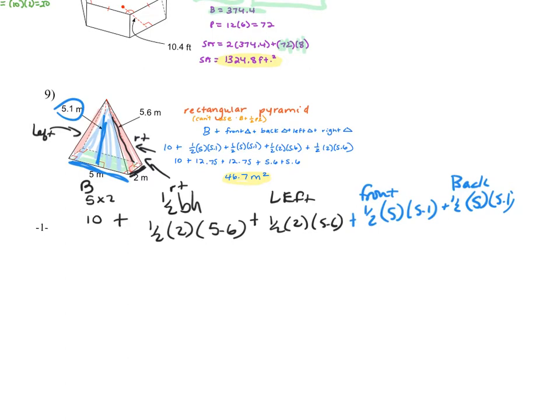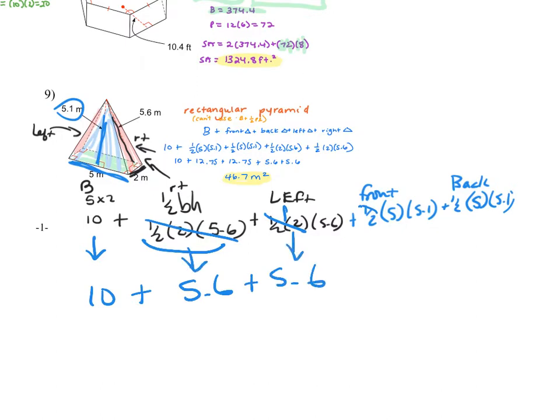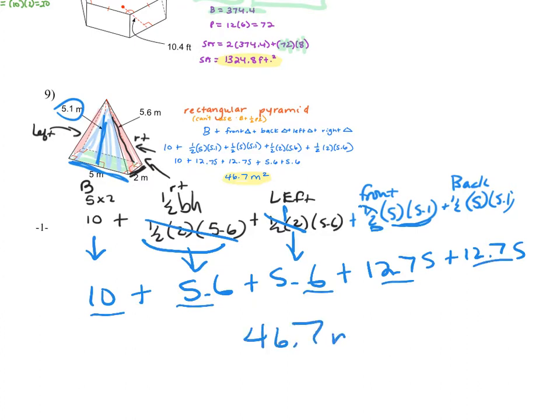Then what I'm going to do is take all these numbers, the 10, and multiply this, 2 times 5.6. This will simplify, becomes a 1. Over here, same thing, simplifies. So this gives me 5.6, this gives me 5.6. Over here, I have to multiply these two, and I can divide it by 2, however you want to do those. It gives you 12.75. Then you're going to take these 5 numbers, add them up, and you get 46.7.